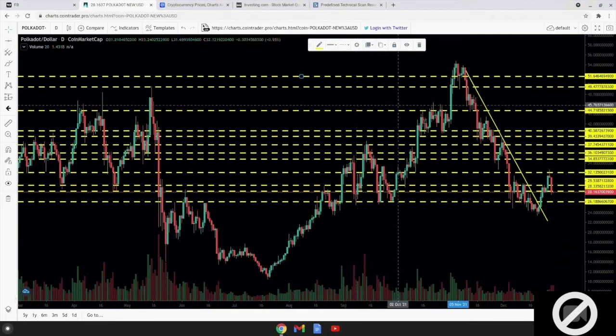But this is exactly how I do it. I set up my charts before I do anything. So if I wanted to get into Polkadot, I would say, well, okay, is that the level of support right here? Do I want to jump in now? And if it gets to about this area again, from $28 to about $32, I could jump in, jump out.